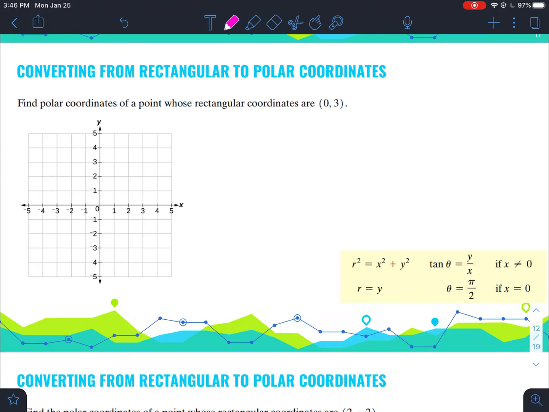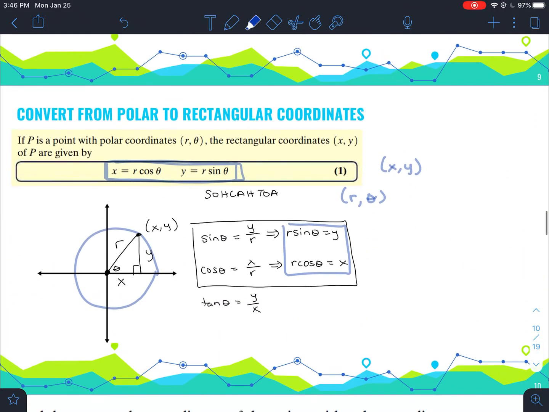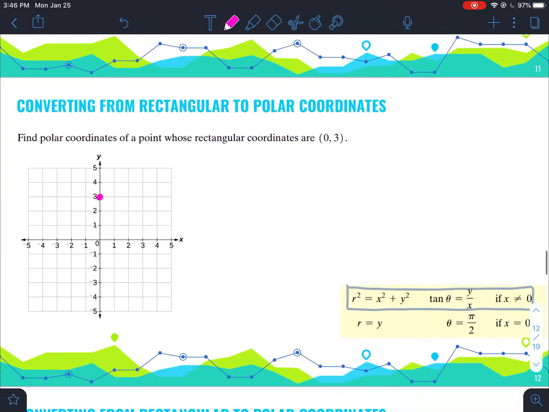So find the polar coordinates of a point whose coordinates are 0, 3. Okay, well, we've got some equations down here that we're going to use. So one set of equations that we would use is r squared is equal to x squared plus y squared. So if we went back up to our original problem, notice that you have the Pythagorean theorem. So x squared plus y squared equals r squared on that right triangle. So that's where that's coming from.